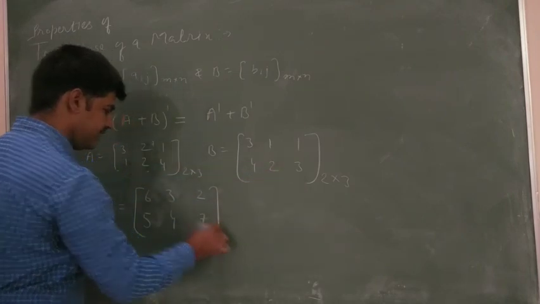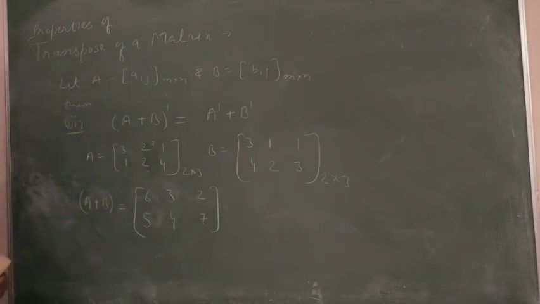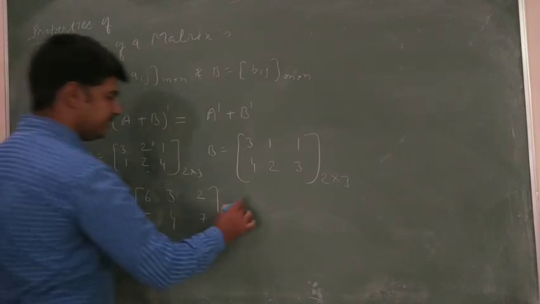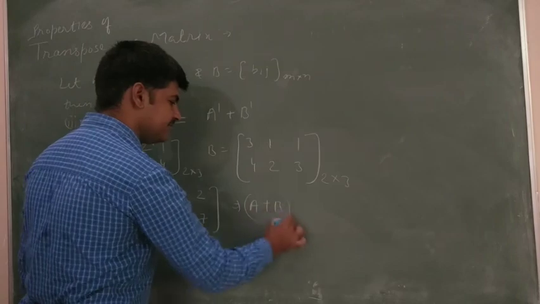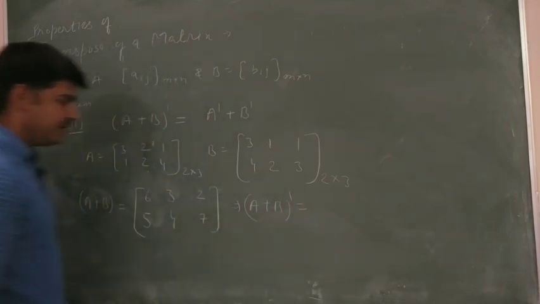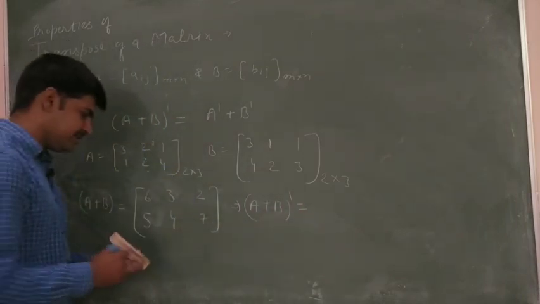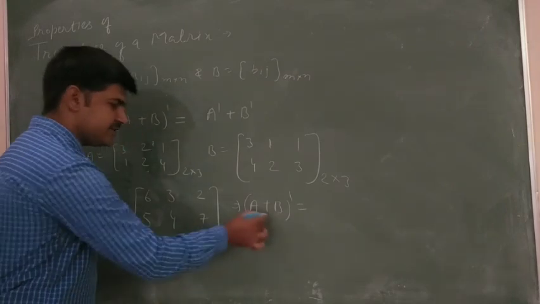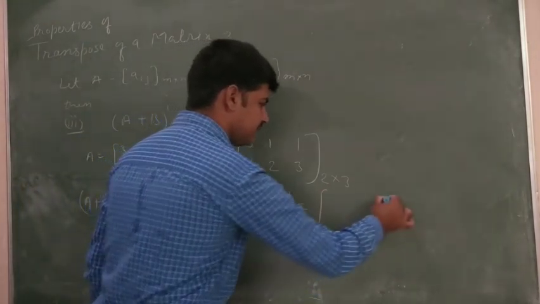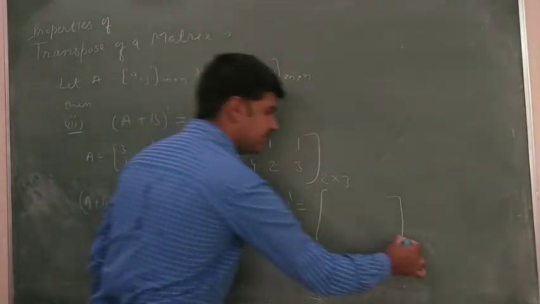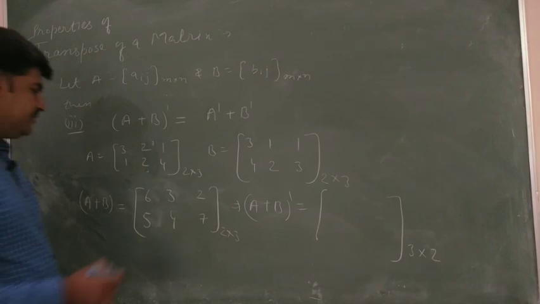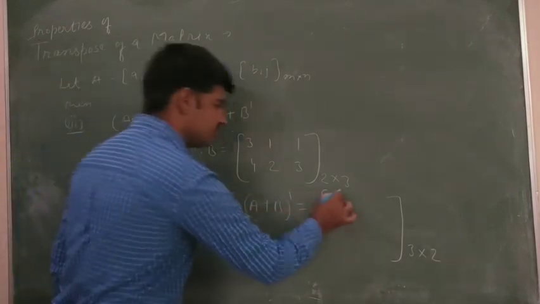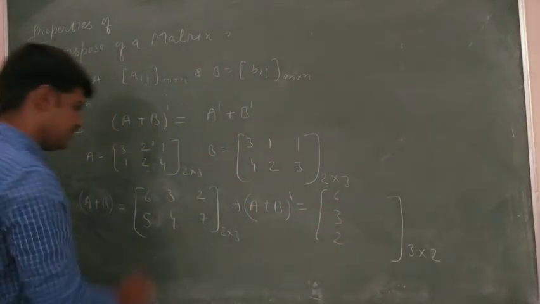This is how we have added both of the matrices A and B. Now if I find the transpose of this matrix A plus B, this implies that the transpose of A plus B, that is (A+B)', is equal to, since the order of this particular matrix is 2 by 3, the transpose of this one will be of order what? 3 by 2.